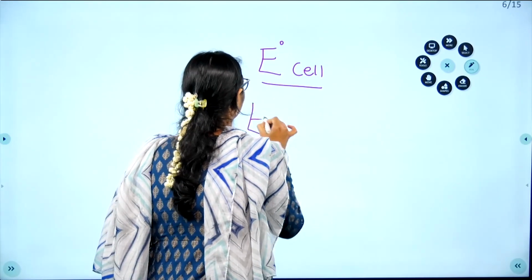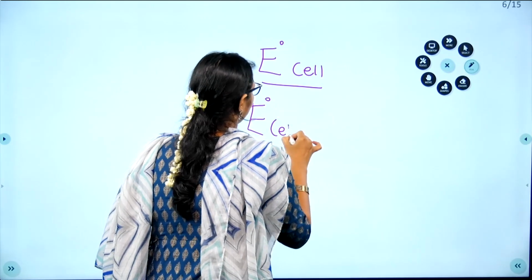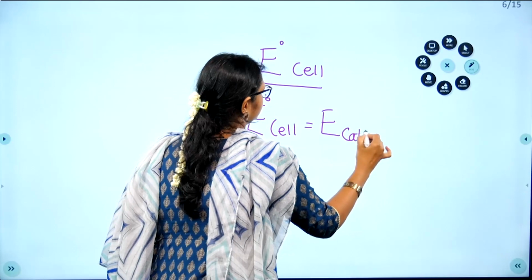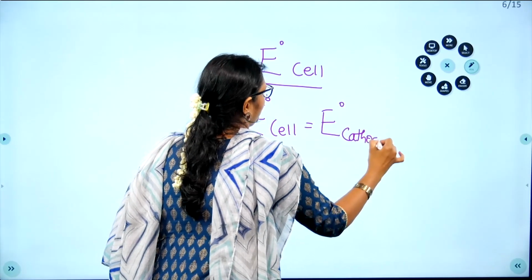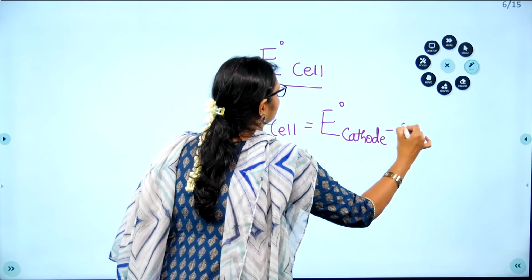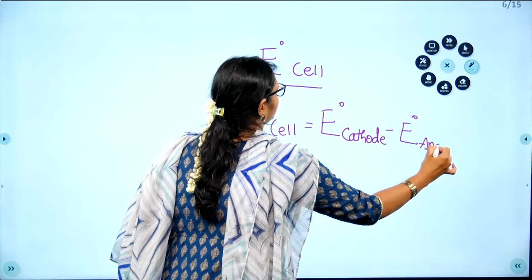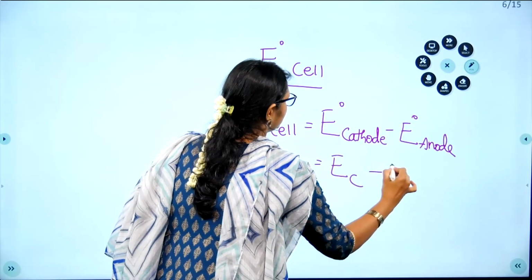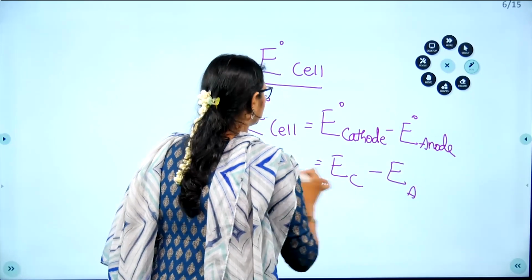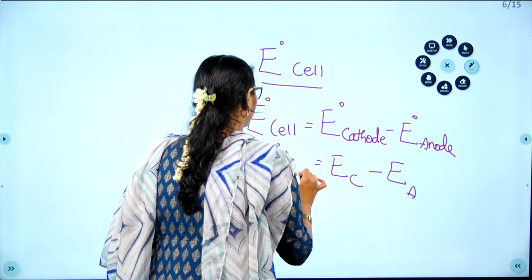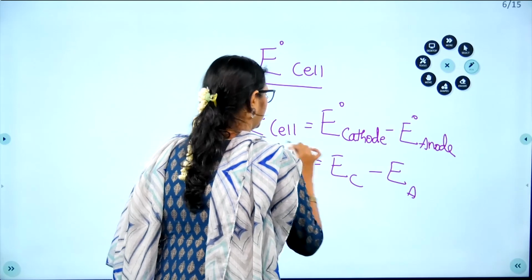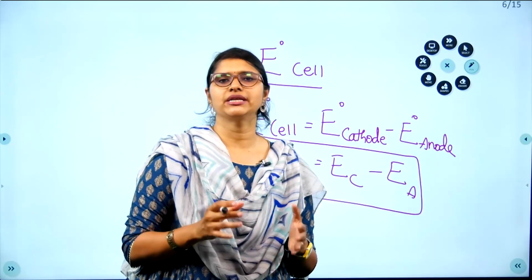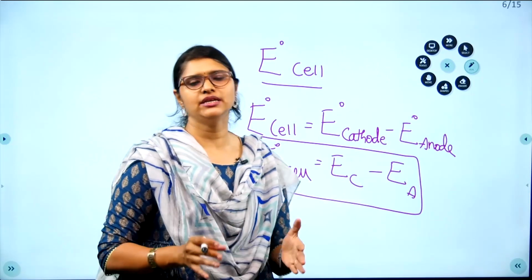So E naught cell is equal to E cathode minus E anode. This is the formula. Or simply you can remember EC minus EA. This will be the simplest formula. You won't forget it. E naught cell is equal to EC minus EA, E cathode minus E anode.